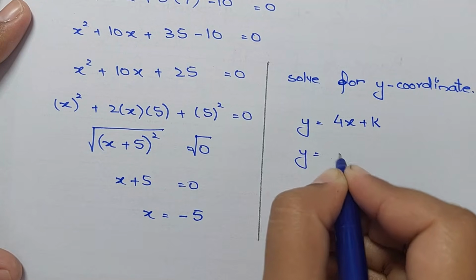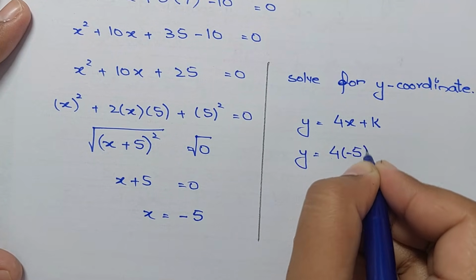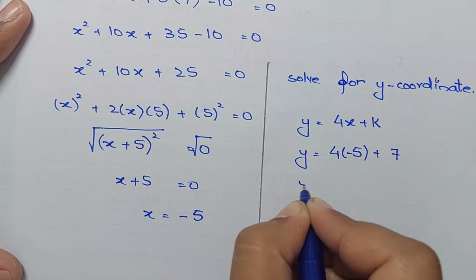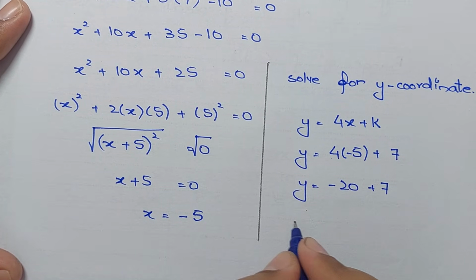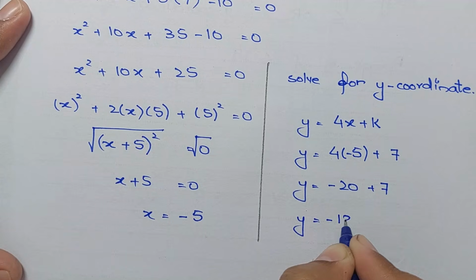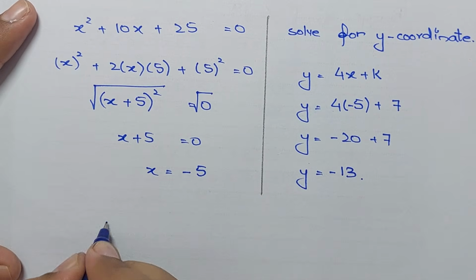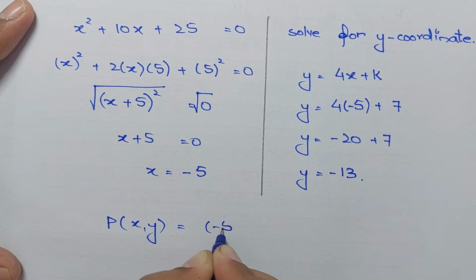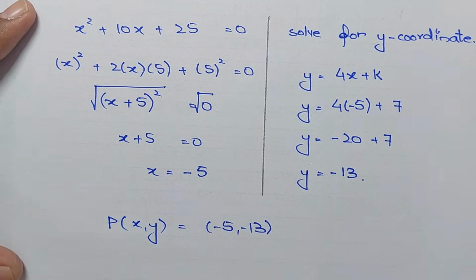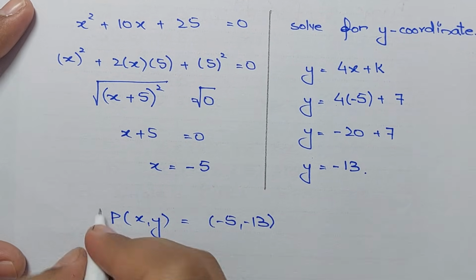So y equals 4, the x is minus 5 and the k value is 7. y equals minus 20 plus 7. So the y coordinate is negative 13. So the coordinates of point P, the xy coordinates, are minus 5 and minus 13. So this is a single point of intersection.